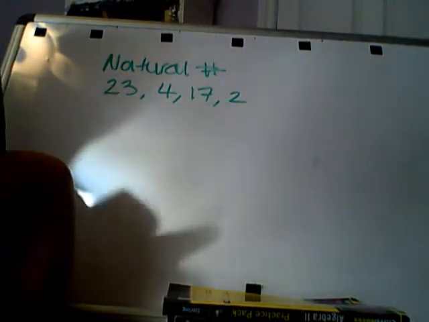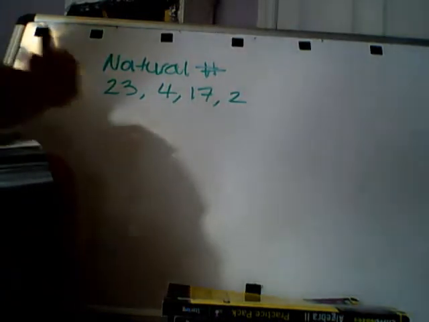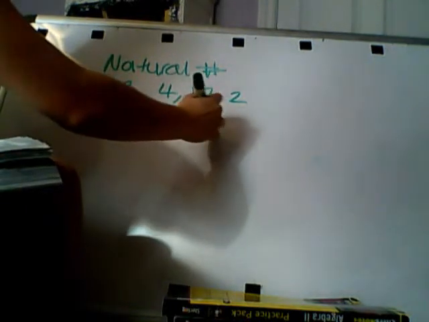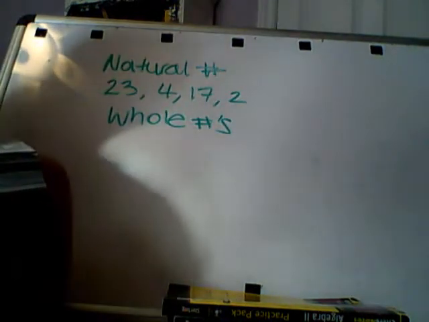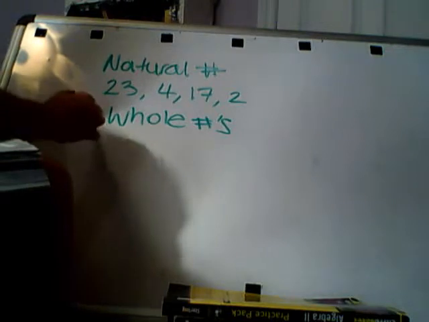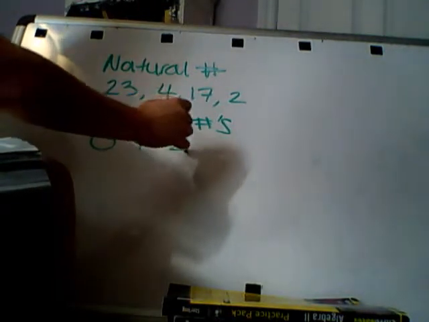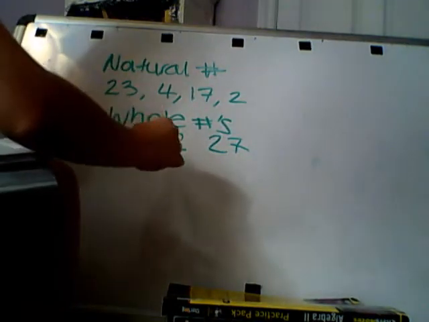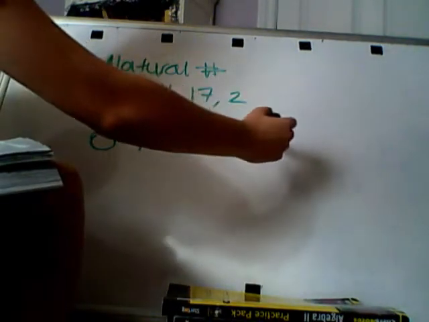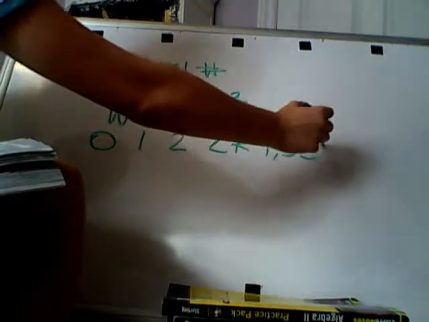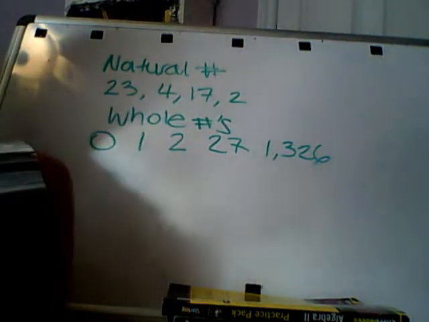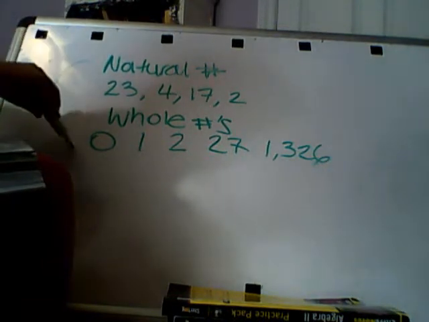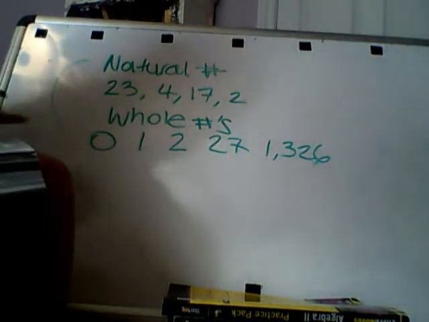Next, we have whole numbers. What a whole number is: 0, 1, 2, 27, 1,326, all whole numbers. They are like natural numbers, except they add the number 0 to their list.